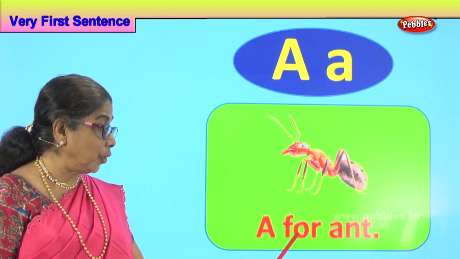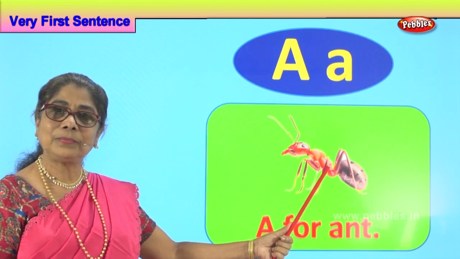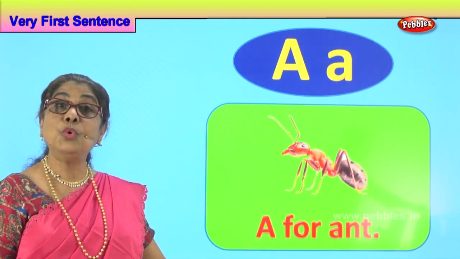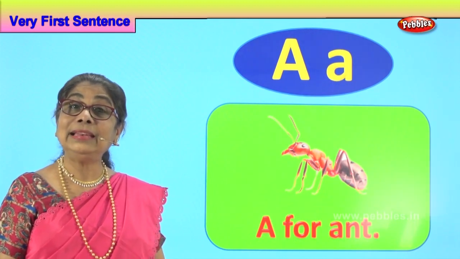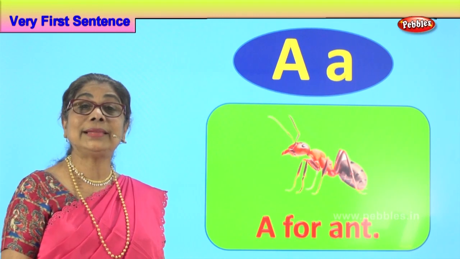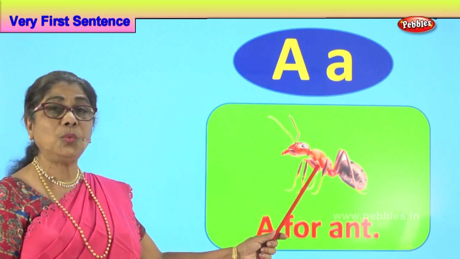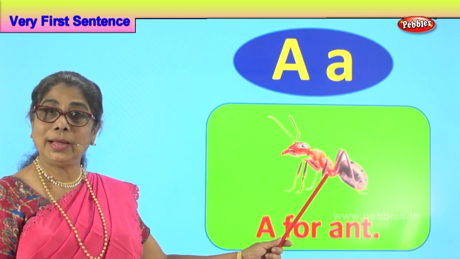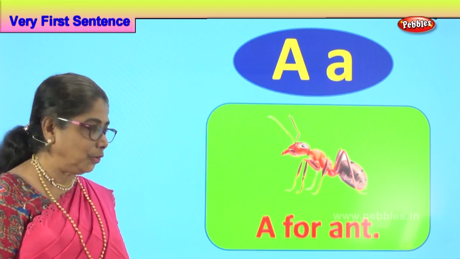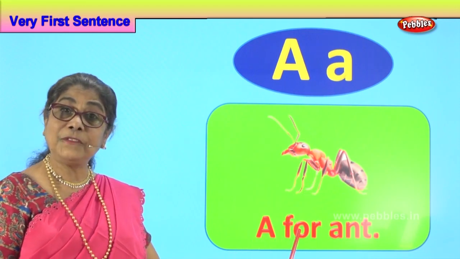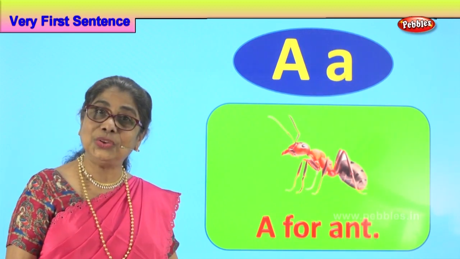A for ant. Ants are tiny insects. They always move in groups. They live in a colony. Ants are very busy insects. They do not remain quiet. They're all the time working. They never stay still. Come, let's read together. A for ant. A. Good.